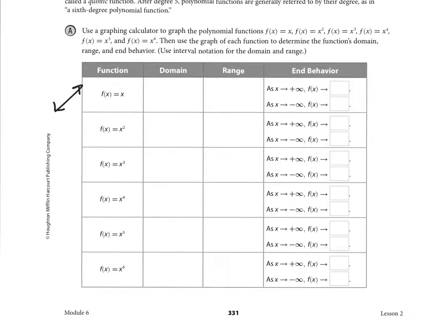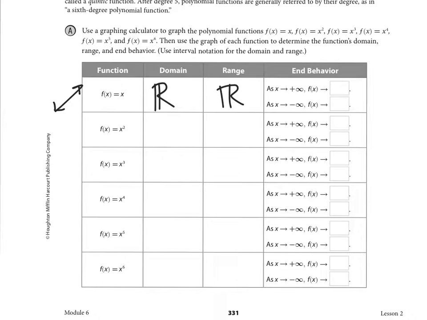What's the domain of that function? All real numbers, negative infinity to positive infinity. However you want to write that, they mean the same thing. So domain is all real numbers. What about my range? That just means that forever and ever my graph is extending out left and right, as well as extending top to bottom. We are on page 331, by the way.